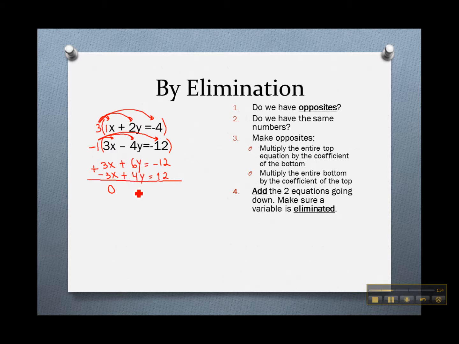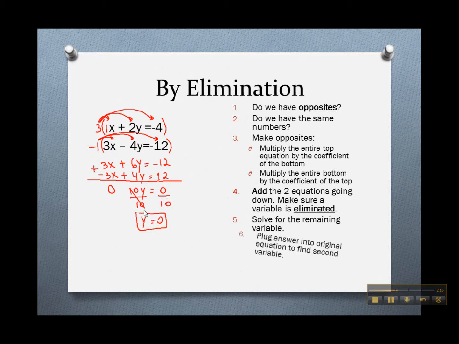6y plus 4y is 10y. And negative 12 plus 12 is 0. It's okay to get a 0. Now I need to solve for the remaining variable. All I need to do is divide by 10, and 0 divided by anything is just 0, so y equals 0. That's my first answer. Like always, plug it into the original equation to find the remaining variable.